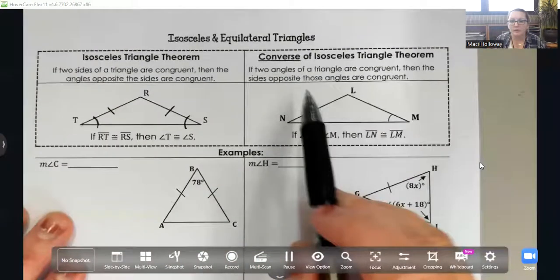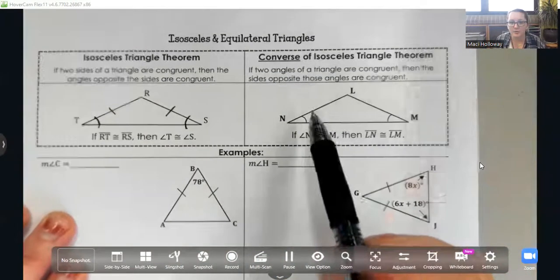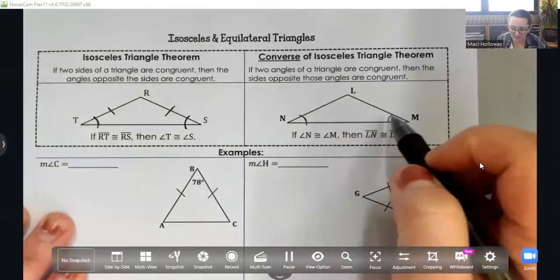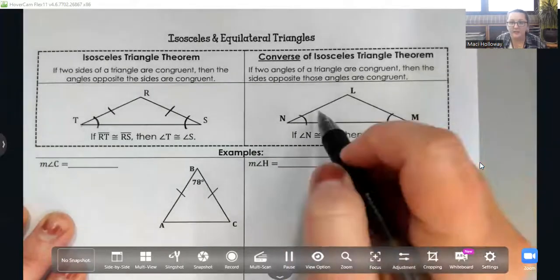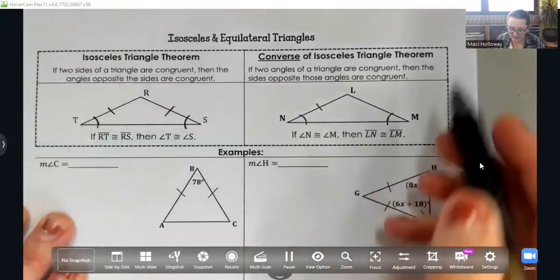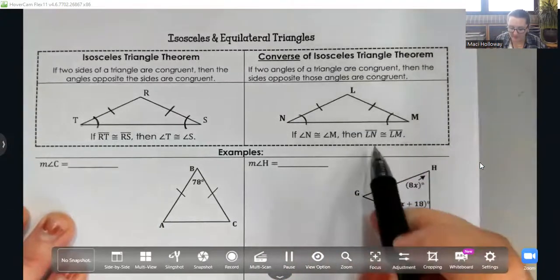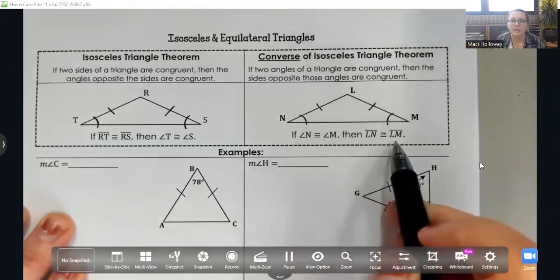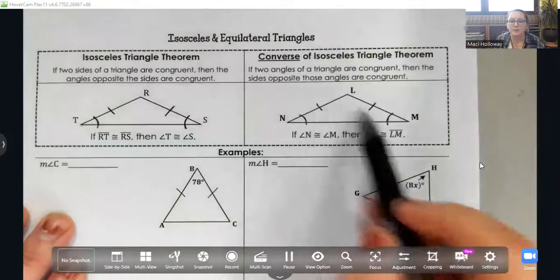The converse, remember the flipped, is also true. If the angles are congruent, then the legs are congruent. So if angle N is congruent to angle M, then LN is congruent to LM. So the sides are also congruent.